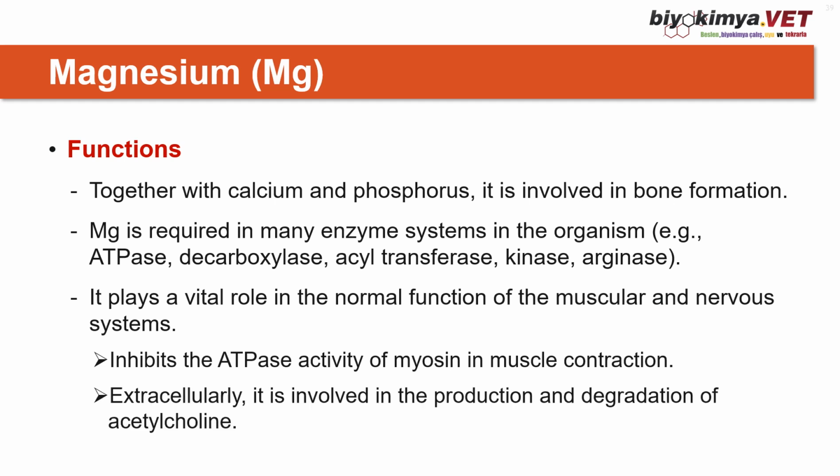Extracellularly, it is involved in the production and degradation of acetylcholine. And acetylcholine is the first neurotransmitter to be discovered or identified. It's a chemical transmitter in the central nervous system as well as in the parasympathetic nervous system of many organisms, including humans. And acetylcholine causes the depolarized muscle cell to contract by opening voltage-sensitive sodium channels in skeletal muscle, striated muscle fibers.